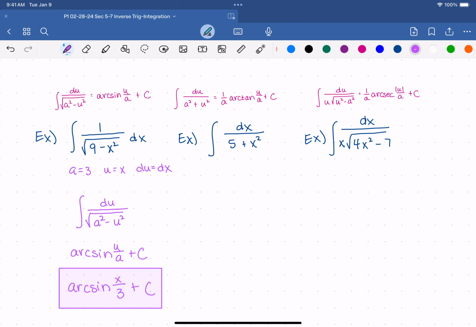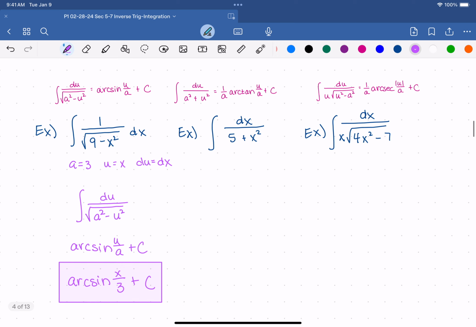So at any point, if you want to pause the video and kind of chew on what's going on, definitely do it. But there's a first example. Second example. So we've decided that this is going to be an arctan problem. So the same thing, we want to identify a and u. So if a squared is 5, then a is the square root of 5. If u squared is x squared, then u is x, and that makes du dx.